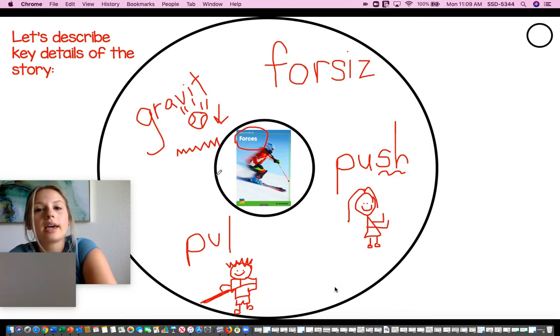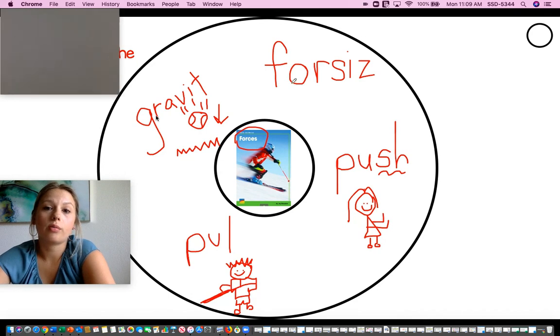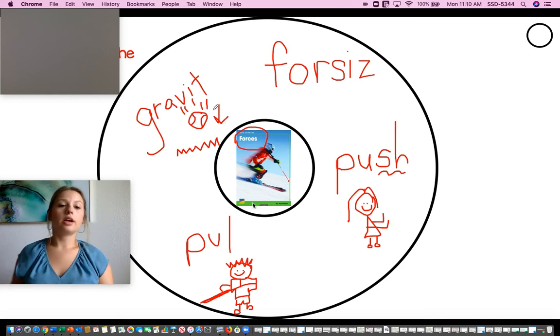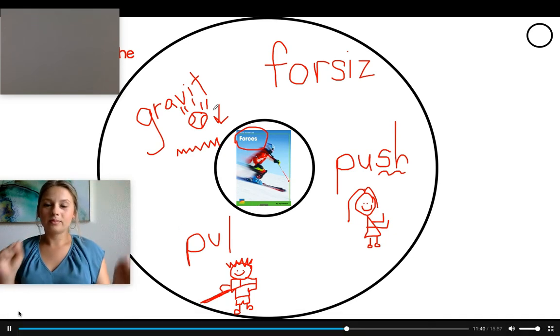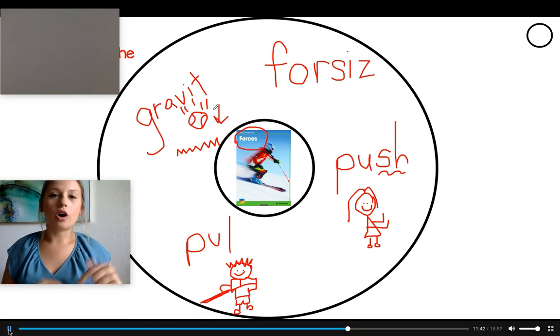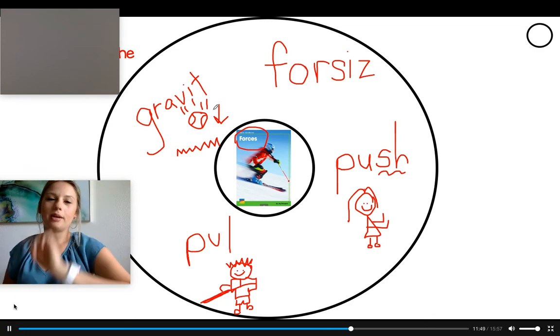Awesome job. Okay, I want you to think of one more idea from this reading that when you think of the story forces, what did you learn? So we already wrote forces, push, pull, gravity. What else could you write? We did learn another word. Can you think of it? Go ahead and put it on your circle map. Pause the video. Go ahead and write that special word. I'm not going to tell you what it is. And then play when you're ready.